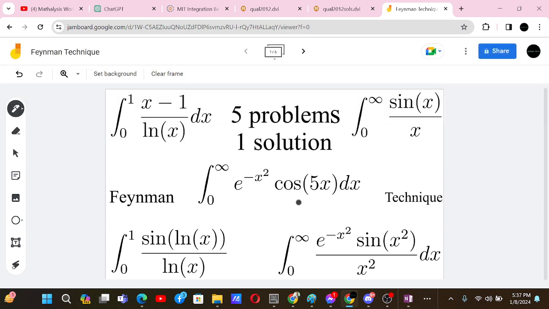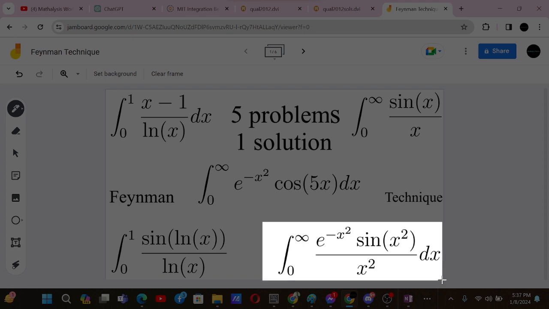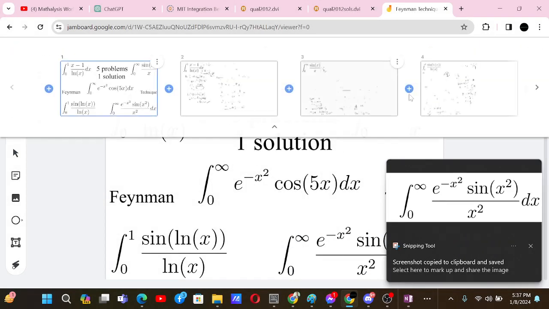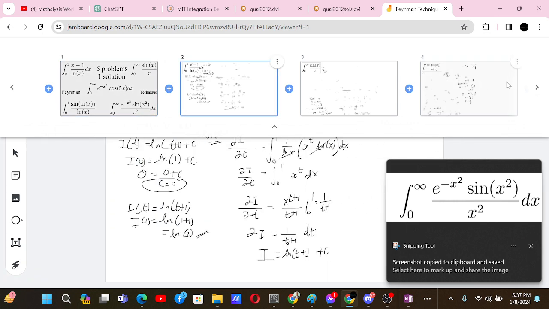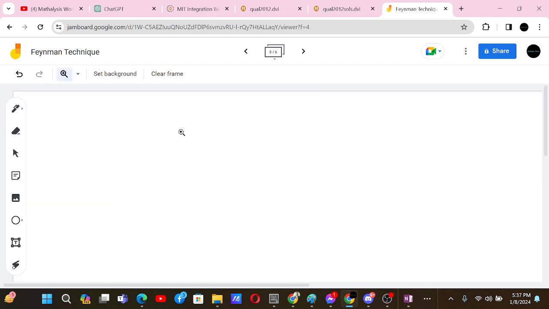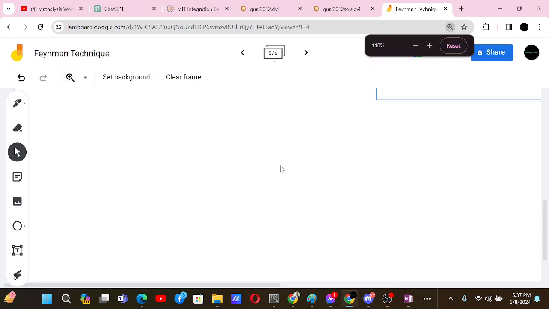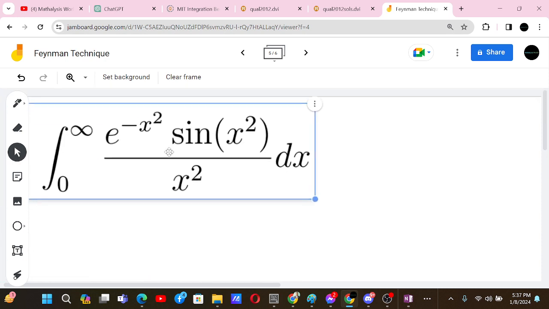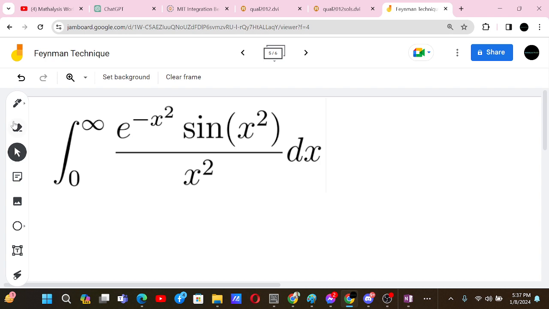Now let's go to this problem. ln2, pi by 2, pi by 4, and let's see what answer we are getting for this problem. Okay, so this one is again a nice problem. For this one, what we can do is introduce a t variable over here, so that we will have x square, which cancels out.